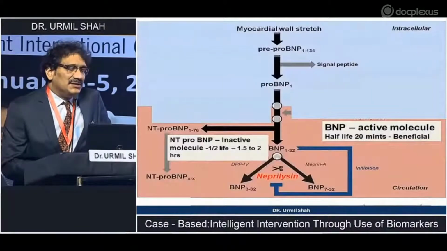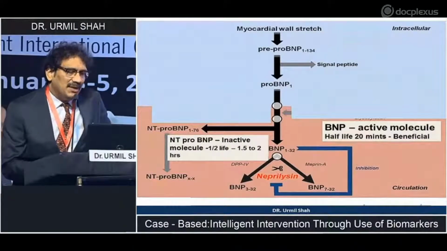Whenever there is a wall stretch, it can lead to elevation of pro-BNP. It will divide in a 1-to-1 ratio into anti-pro-BNP (NT-proBNP) and BNP. NT-proBNP is an inactive molecule, whereas BNP is an active molecule with a half-life of 20 minutes. We know that BNP is beneficial. BNP is normally degraded into inactive components by neprilysin.